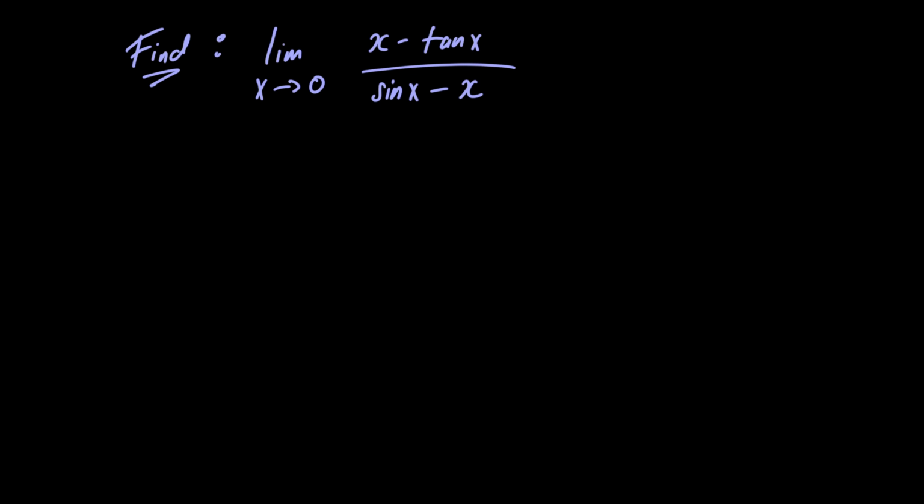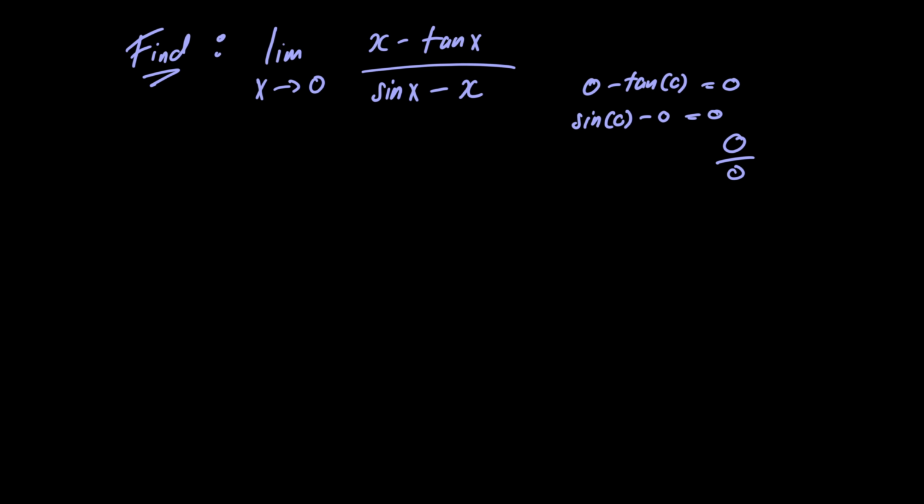Hey everyone, in this video what we're going to do is figure out what the limit is as x approaches 0 of (x minus tangent of x) divided by (sine of x minus x). Now, if we were to just let x tend to 0, in the numerator we would have 0 minus tangent of 0, which is just equal to 0, and in the denominator we would have sine of 0 minus 0, which is also just equal to 0. So our limit is of the form 0 over 0.